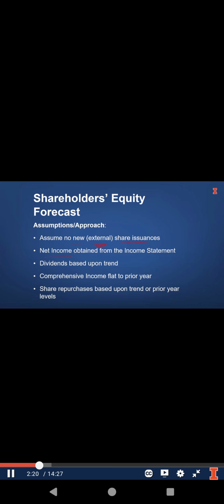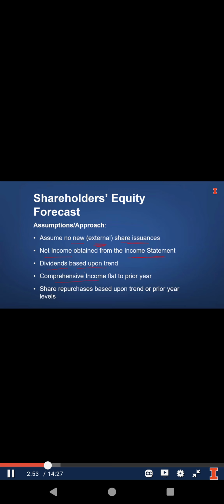Net income, especially within the equity section, is going to be obtained from the income statement. Again, that sequence is really important. You have to forecast the income statement because there are items on the income statement that are then going to feed into the balance sheet. And we're going to see that right off the bat within the equity section. We'll look at our dividends. If your company pays a dividend, we're usually going to base that dividend increase upon trend. And usually for most companies, there is an observable trend there.